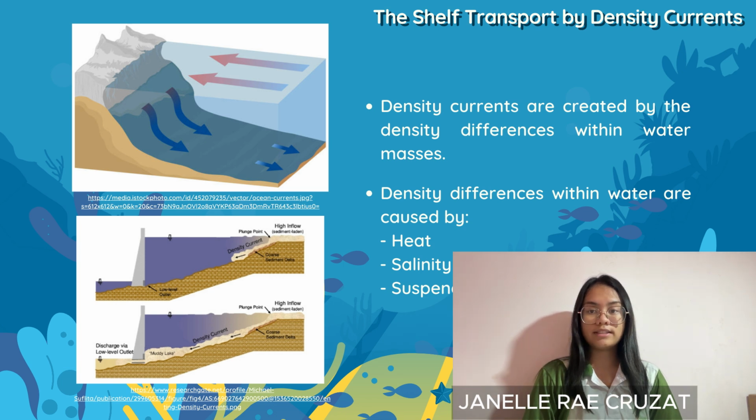Salinity also influences density. Water with a higher salt concentration is denser than fresh water. This is why salty water will sink beneath fresher water. And then finally, suspended sediment content can increase the density of water. When a water mass is rich in suspended particles, such as from river runoff or coastal erosion, it becomes denser and sinks below clearer water, contributing to the formation of density currents.